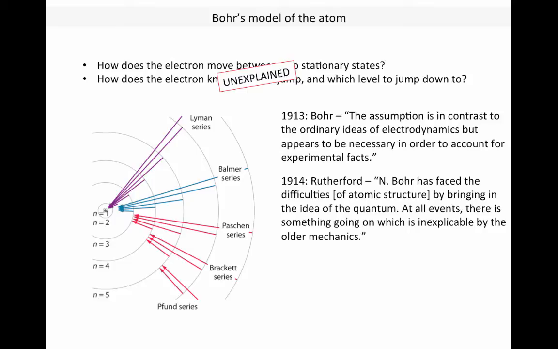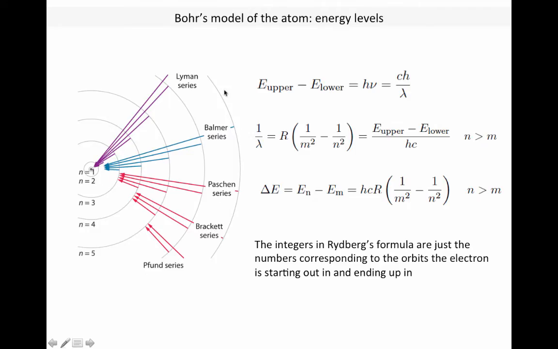So he's saying that classical physics cannot explain the data that experiment is throwing up. And he's acknowledging that Niels Bohr is having to bring in these new ideas, these quantum ideas. So let's make this a little bit more quantitative.